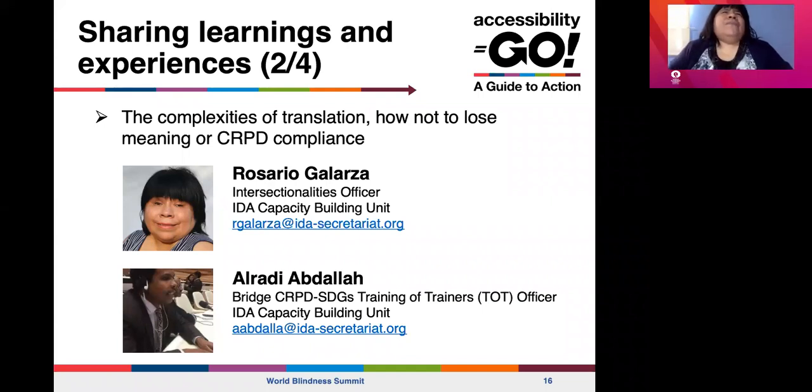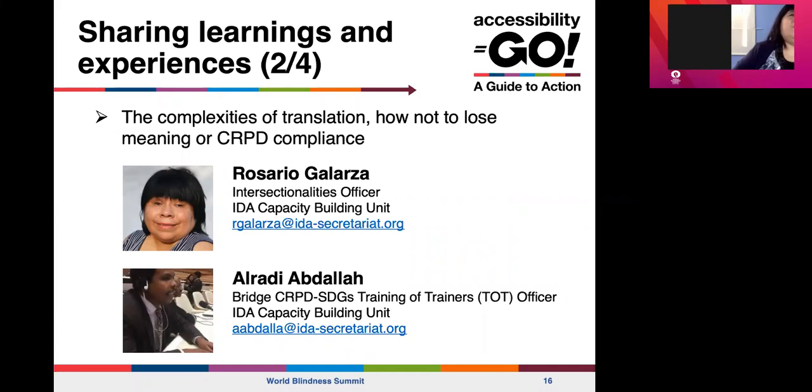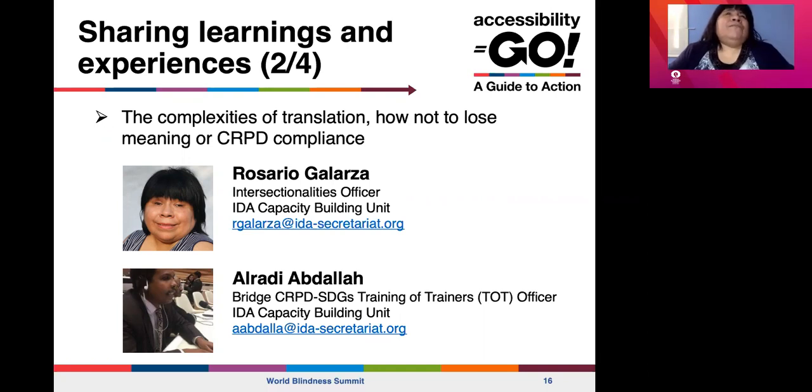And also, what I really noticed in this Accessibility Go guide is that when you read it, you are going to have a broad sense of what accessibility means. Because sometimes when you belong to a disability constituency, you only think of accessibility in terms of your own group. For instance, if you are a person who is blind, you only see accessibility as access to information. If you are a person with a physical disability, you only think that accessibility means elevators or ramps or these kinds of things. But if you take a look at this guide, you're going to have a broad sense about accessibility.